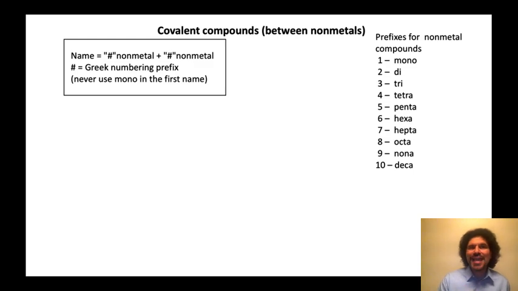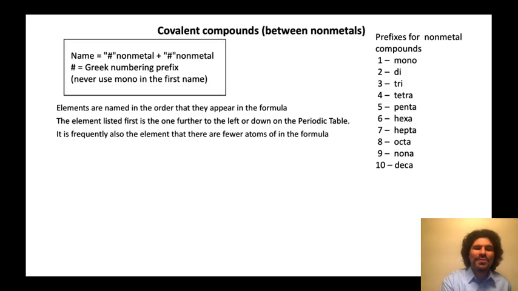Except in the first name, if you just have one atom of an element, you're not going to use a mono for that first nonmetal. The only times we use monos are for the second nonmetal. Okay? So the elements are named in the order that they appear in the formula. So the first one that appears in the formula is the first one that appears in the name, the way the formulas are conventionally written.